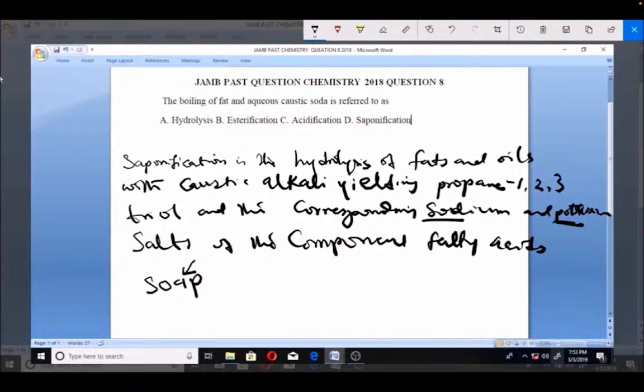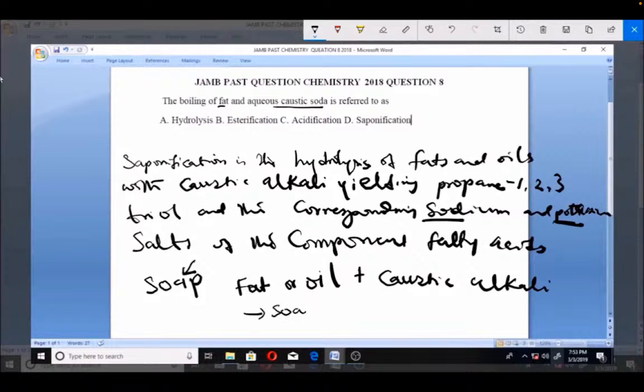So in saponification, what happens is you have your fat or oil. In this case, we are using fat. So fat or oil plus caustic alkali, in this case caustic soda, aqueous caustic soda. If you have these two combined, you're going to have soap. And you know that soap is actually the sodium and potassium salts.